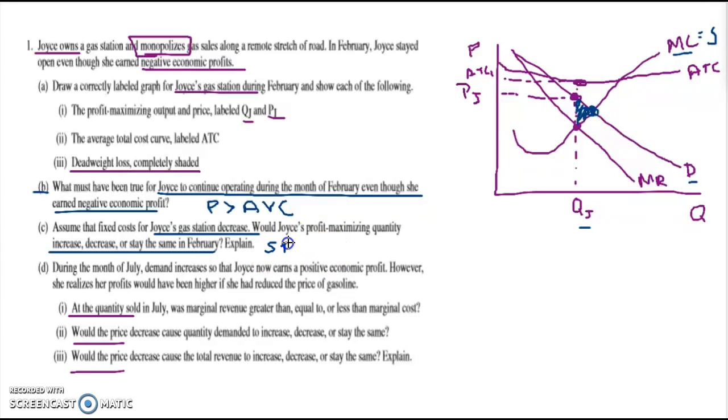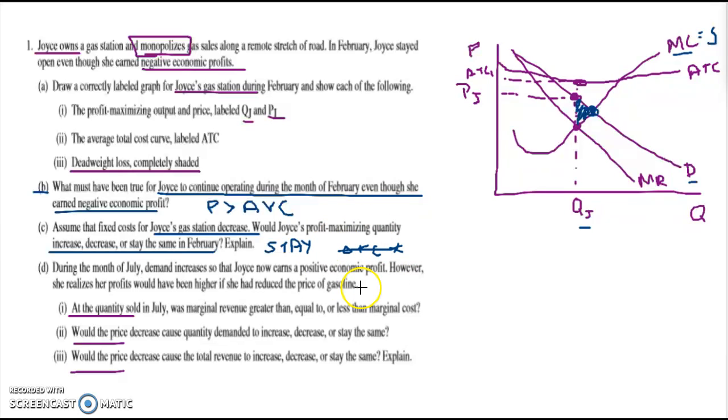And the reason it's going to stay the same is a change in fixed costs does not impact marginal cost. So there's no impact on marginal cost, right? Fixed cost doesn't impact it at all. So as long as you say something along those lines, you're good to go.